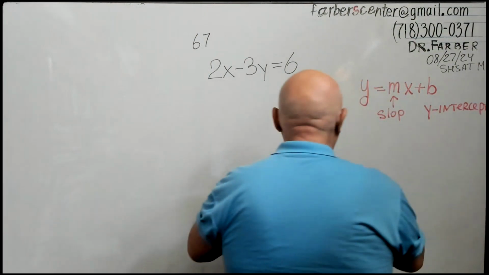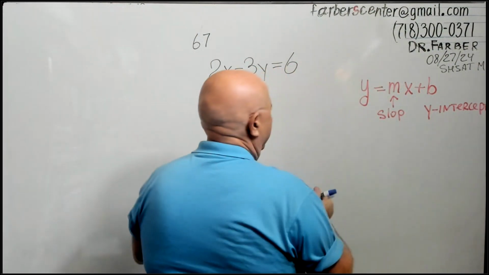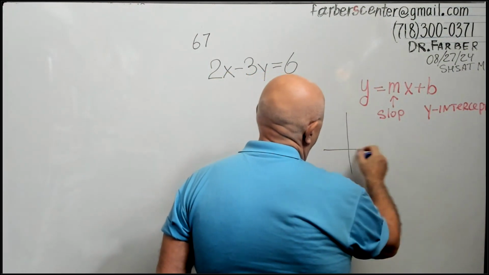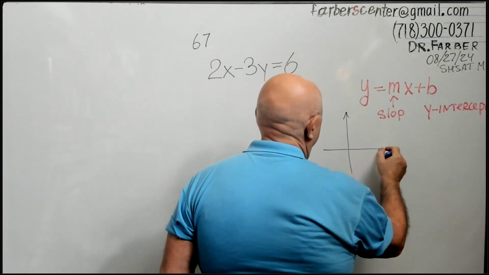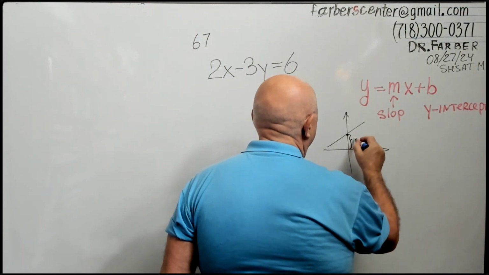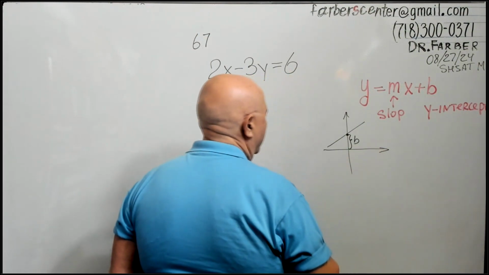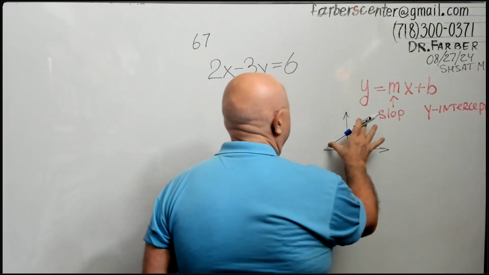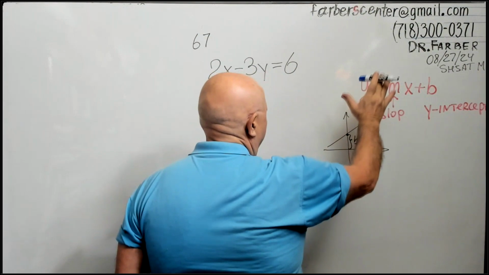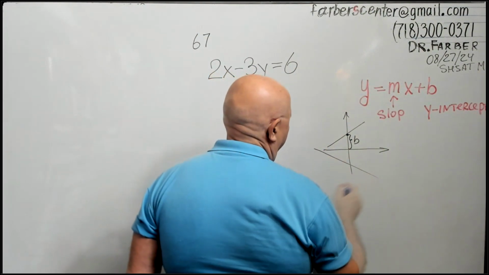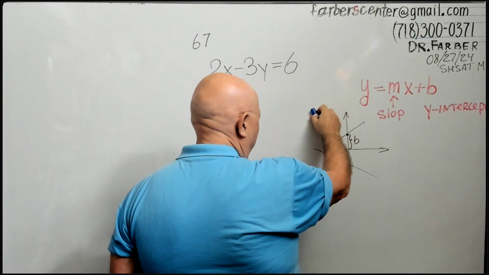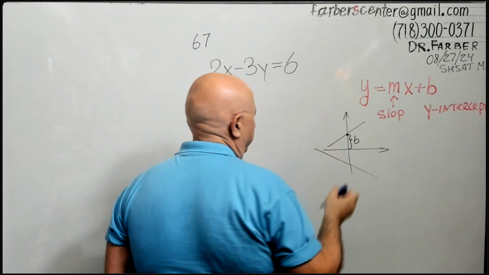and b is y-intercept. For instance, if I have a line like this, Cartesian coordinate, and this is y. This is b. And m shows how steep your line is. If m is positive, line goes this way. If negative, it goes this way. The bigger slope, the steeper line. And the smaller slope, the less steep line.